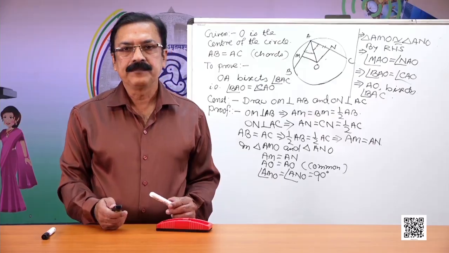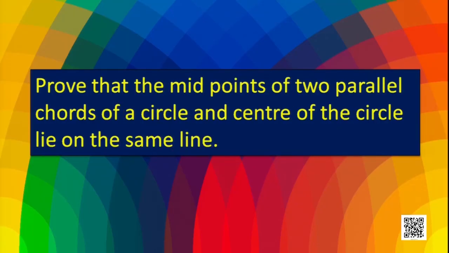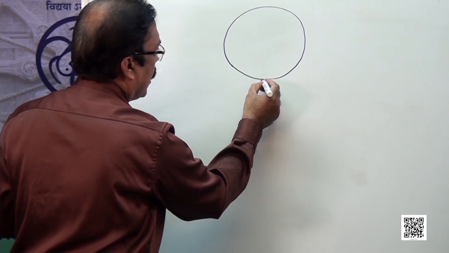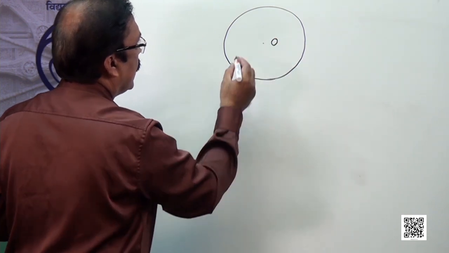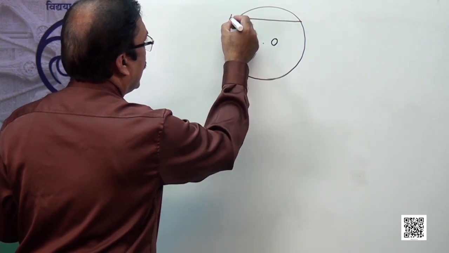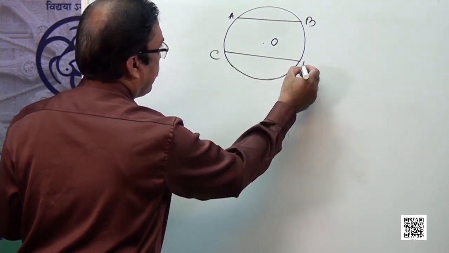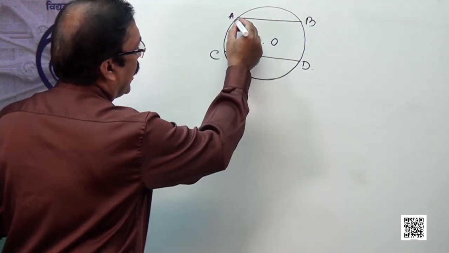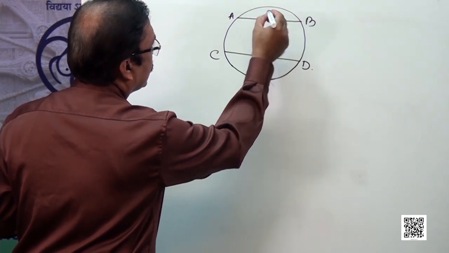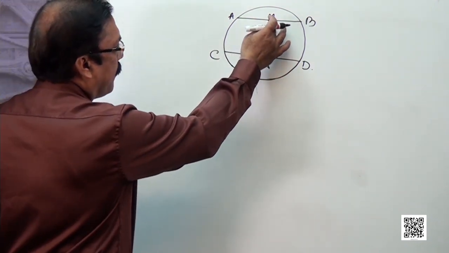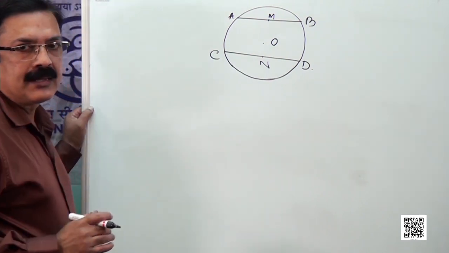Let's have another question. Prove that the midpoints of two parallel chords of a circle and the center of the circle lie on the same line. So let's have a circle with center, say, at O. Let's draw two parallel lines, one is AB and another is CD. We have to show that midpoint of AB, that is M, and midpoint of CD, that is N, M, N and O lie on the same line.